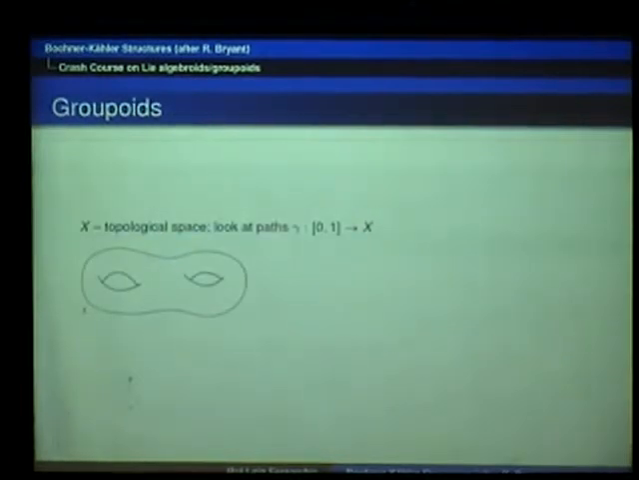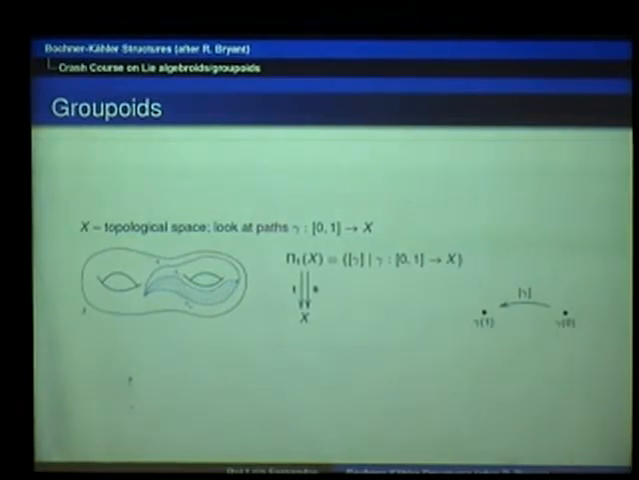Well, the most basic example to keep in mind is when you have a topological space and we look at paths, not loops, paths, modulo homotopy, right? So there is a homotopy, two paths which are homotopic, and there is a path which is not homotopic. I'm parameterizing paths by the interval [0,1], fixing the parameterization. And I think of a homotopy class of such a path as an arrow that starts at the initial point of the path and ends at the final point of the path.